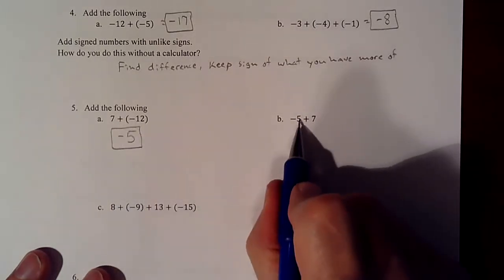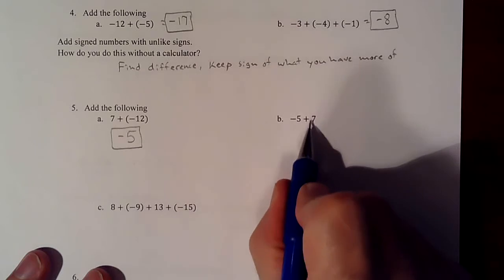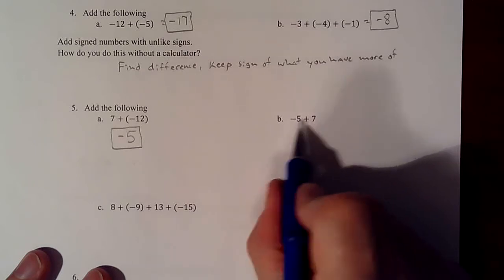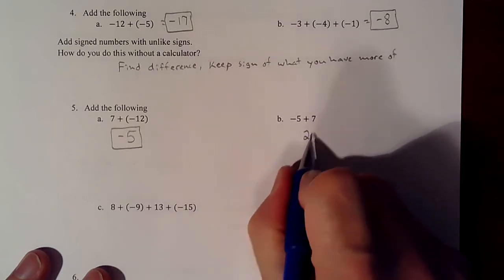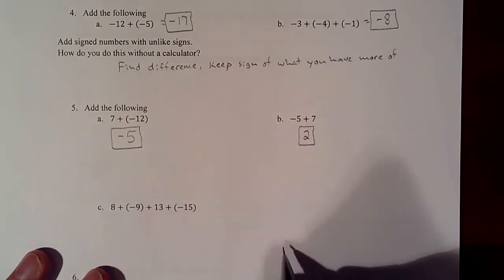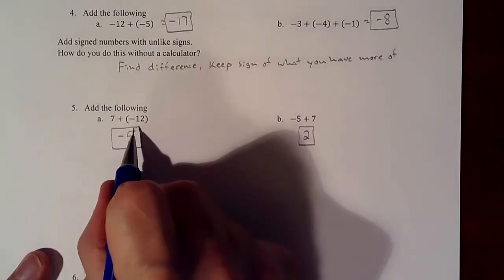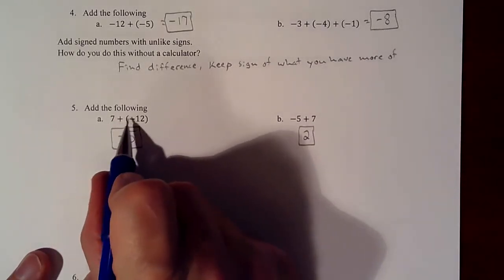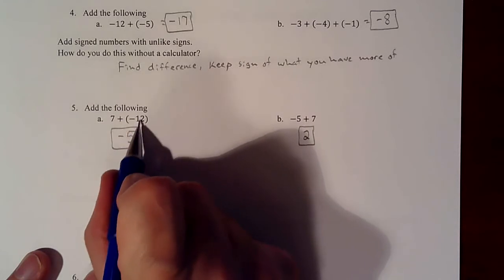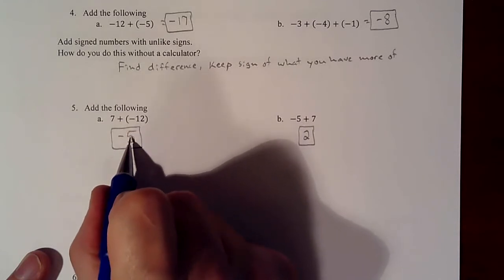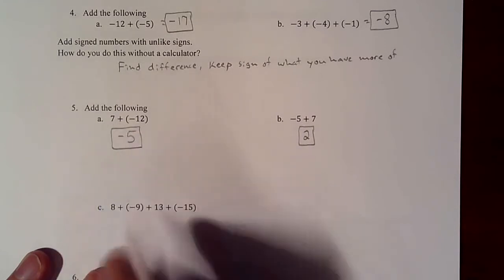So here you have negative 5 and you have a positive 7. You have more positives than you do negatives, and you have more positives by 2. Because 2 is the difference. So let me reword that. This one over here is you have positive 7 and you have a negative 12. You have more negatives by 5 than you do positives.